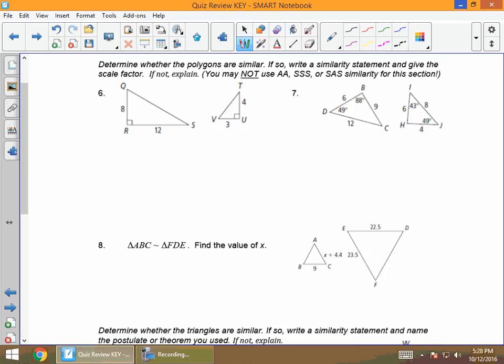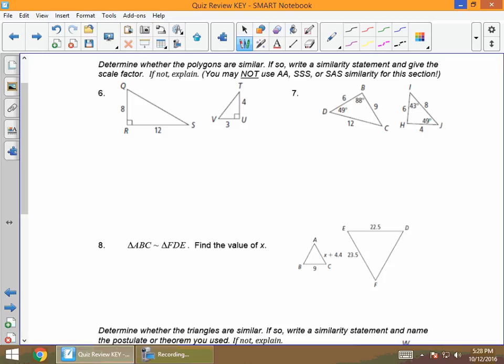I actually just want to check, and remember we had talked about in section 2, if we have similar triangles, all of the sides are proportional to one another. All of the sides are proportional. So let's take a look at number 6.